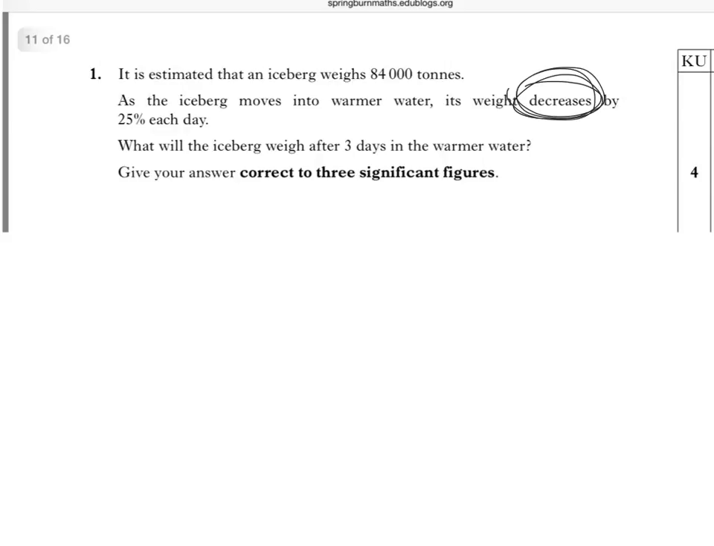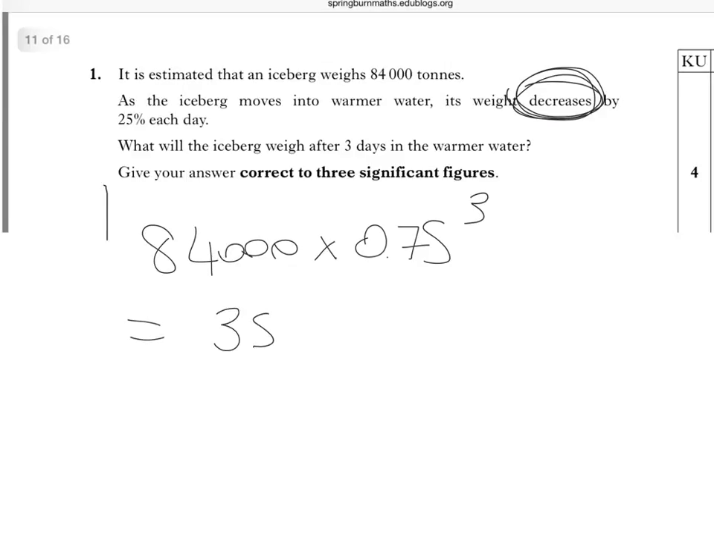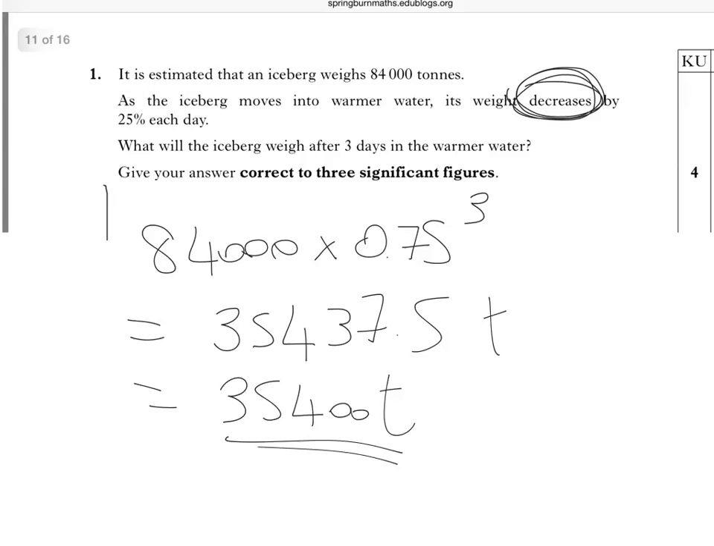Now, the weight decreases by 25%, so down from an original weight, which could be interpreted as 100% of the weight, by 25% down to 75%, so that'll be 84,000 tonnes multiplied by 75%. The calculator will be 0.75 over a period of 3 days, and enter that into the calculator. So that'll give me 35,437.5 tonnes, and to 3 significant figures, that's 35,400 tonnes. That's the end of the question.